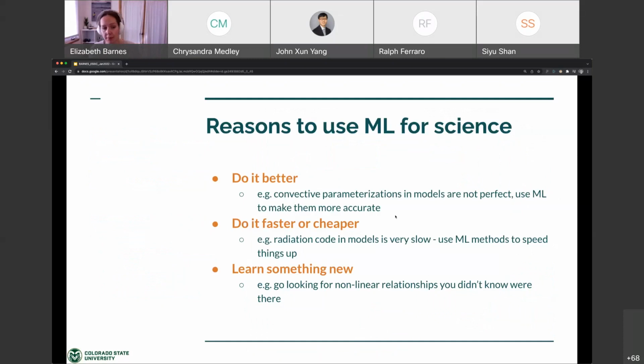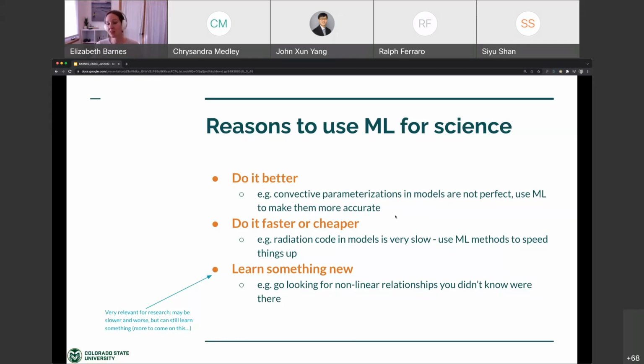Another is just to do it faster or cheaper. For example, radiation coding in climate models is very slow, even though we know it pretty darn well. And so there, people are exploring using machine learning methods just to make the computations faster than using the analytical approach. And finally, even without those two, it may be worse and it may be slower, but maybe we can still learn something new from the data that we didn't know before.